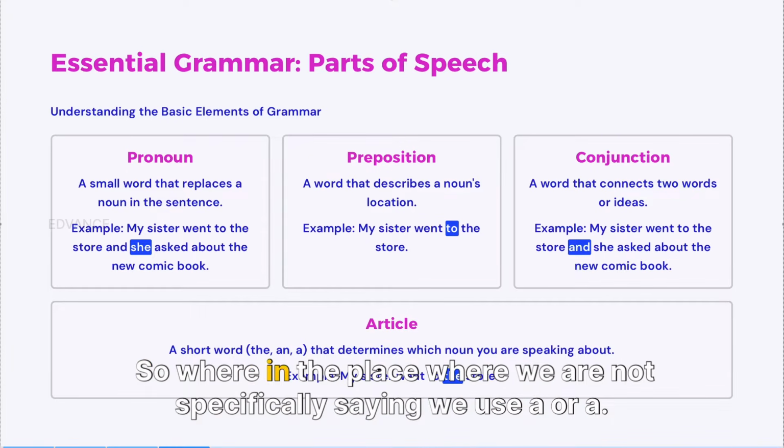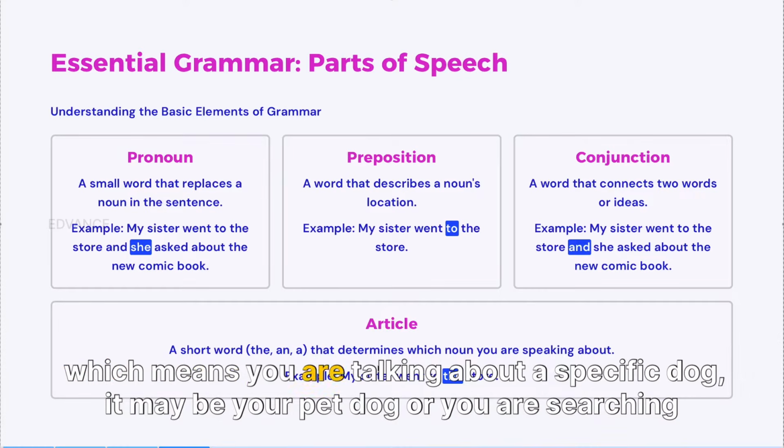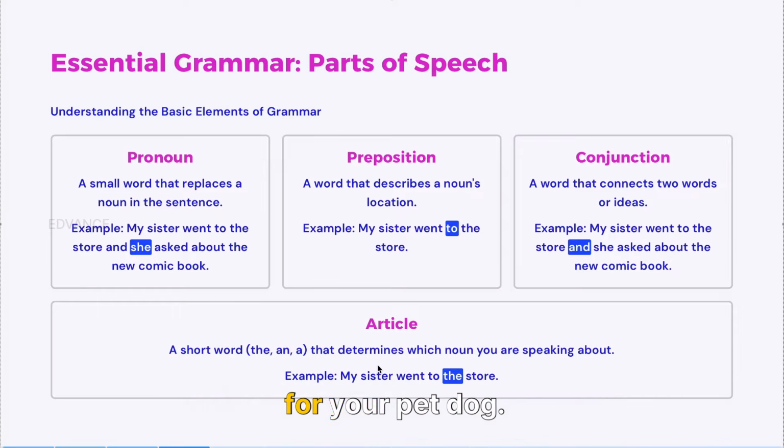So in a place where we are not speaking specifically, we use a or an. In case you say, I saw the dog in the park, here observe, which means you are talking about a specific dog. It may be your pet dog, or you are searching for your pet dog.